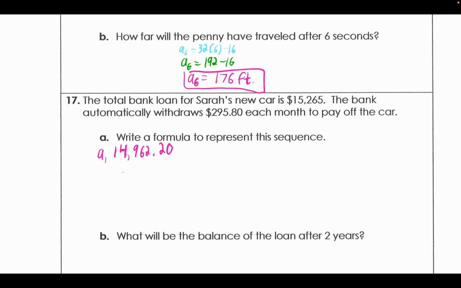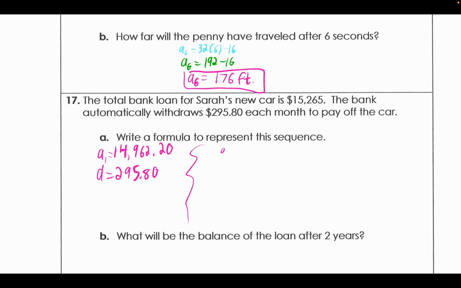Before anything happens. Whereas after one payment, a sub 1, we end up having this amount. I found that by taking this amount and subtracting the first month's payment of 295.80, to represent how much is left on the car loan. So the common difference, like we noted, is the 295.80 that Sarah has to pay each month from her bank account.